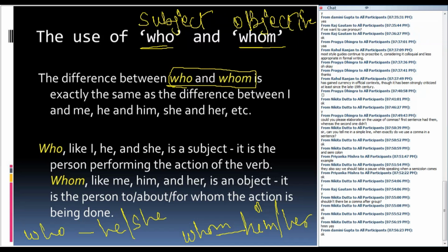Who or whom will go there? Who or whom will be present in the classroom? What is going to be the answer? He will be present in the classroom. She will be present in the classroom. Because in the answer you are using he or she, that means you have to use who. Who or whom is this movie about? This movie is about him. This movie is about her. Because you use him or her, that means you have to use whom. It's as simple as that. Okay? Did you understand?